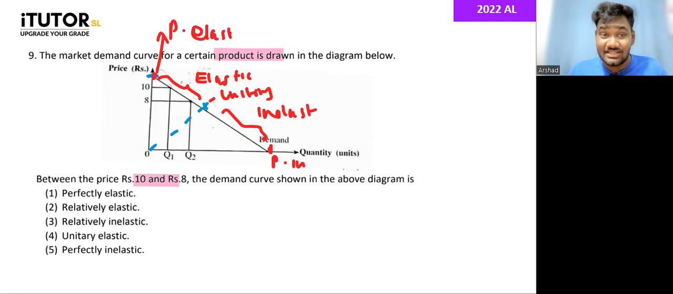So in our question, they are asking between 8 and 10. So that means it's in the elastic range. So you can say relatively elastic. Is that okay? Easy question, not there in a past paper though, but very simple one. It's there in essay questions. I'll show you in essay questions, right? Very simple question. Moving to the next.